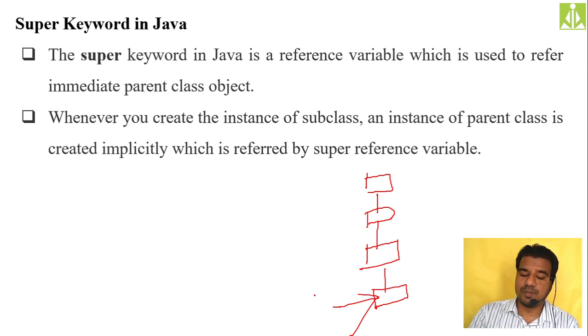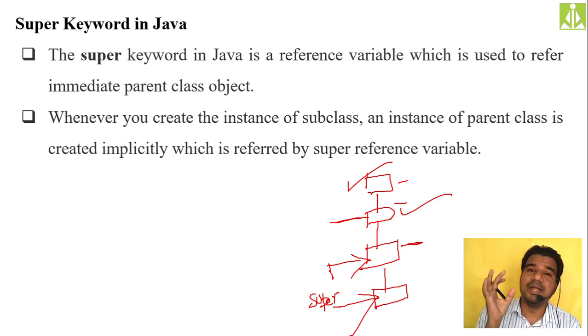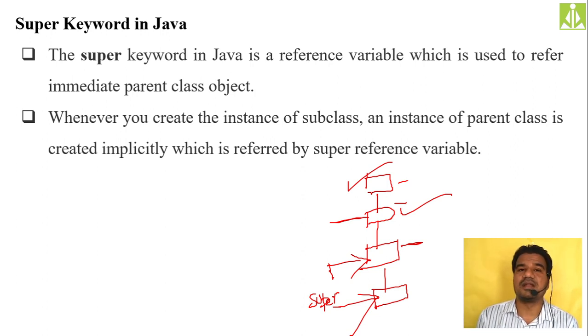From this class, if you are using super, which parent class does it represent? The immediate parent class. We are not talking about this one, the immediate parent class. This one. The super represents the immediate parent class of the current class. So if you are here, then the super will represent this one. And if you are here, then the super will represent this one. Likewise, it will always represent the immediate superclass of the current class.